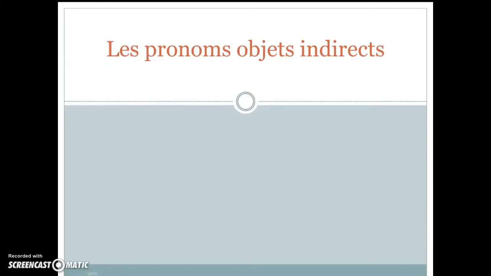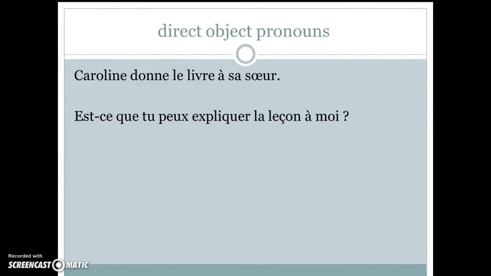Merci. We're going to look at les pronoms objets indirects, but before we do that, we're going to take a quick peek back and go over one more time the direct object pronouns. The reason we're doing this is because if you have a good understanding of direct object pronouns, indirect object pronouns come a lot more easily. They follow a lot of the same rules, and there's only a few differences that you'll have to keep an eye out for when you're working with them.